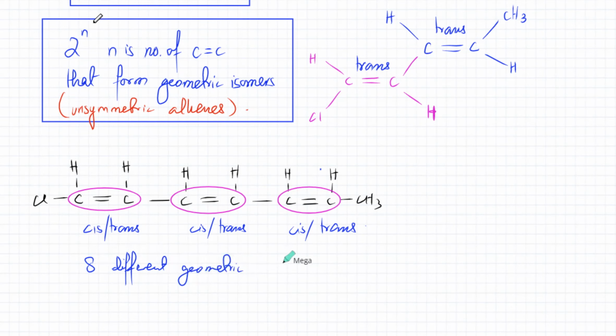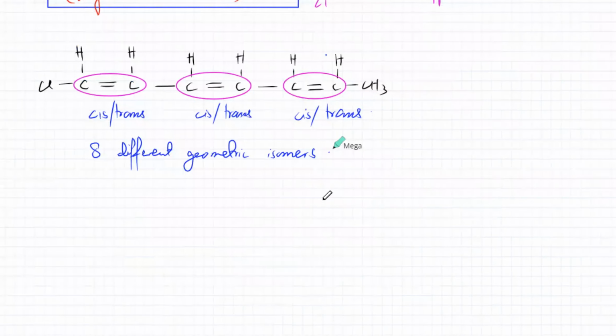Yes, sir. So you're going to have 8 different geometric isomers. And the way you're going to have 8 different geometric isomers is it's just going to be a combination of all of these. The first one is cis, the second one is in the cis form, and the third one is also in the cis form. So I'm going to make all those 8 different combinations.